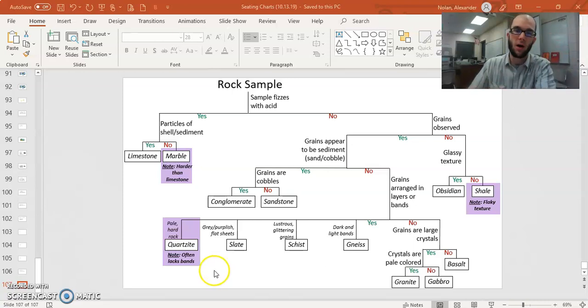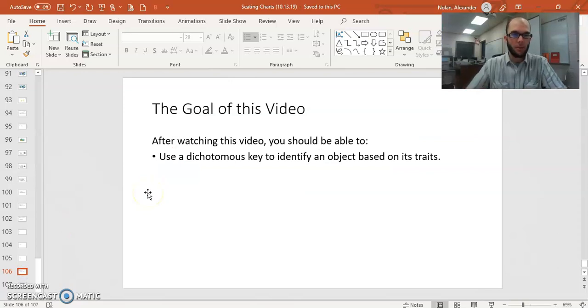would call this quartzite. So I hope that this video was helpful in helping you to find out how you use a dichotomous key to identify an object such as a rock based on its traits.